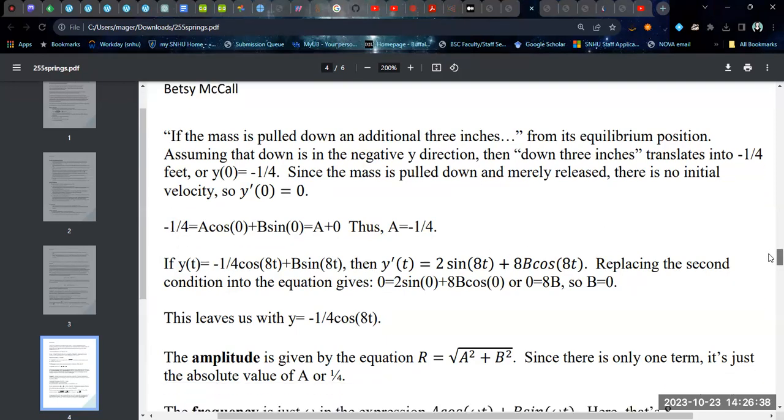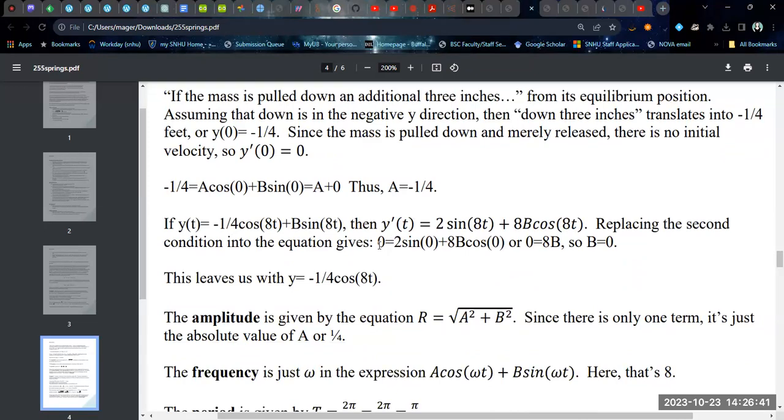And then we take a derivative and we set that equal to 0. We've got chain rules happening. So -1/4 cosine 8t becomes, 8 comes out, sine flips, we get 2 sine 8t, and then for the sine term, we get an 8 coming out, but no sign change. And then we plug in 0. Sine of 0 is 0, cosine of 0 is 1, and that's all equal to 0, and we end up with b equals 0. So y is equal to -1/4 cosine 8t.